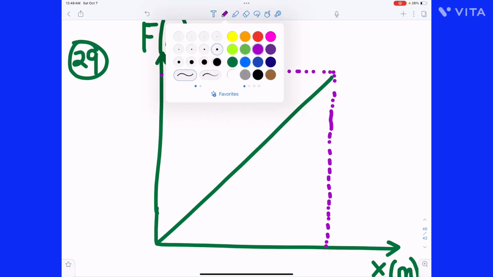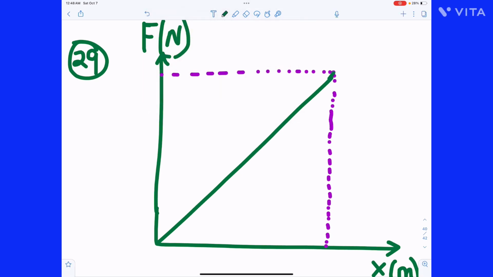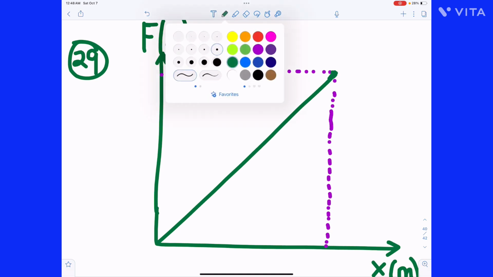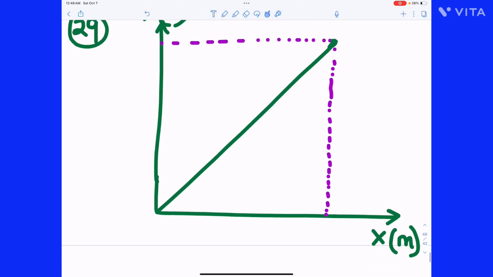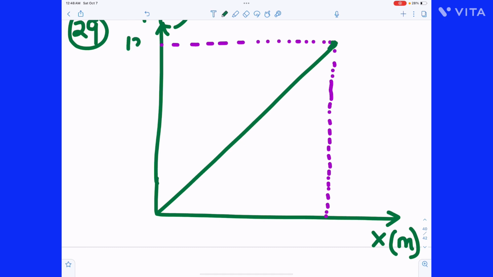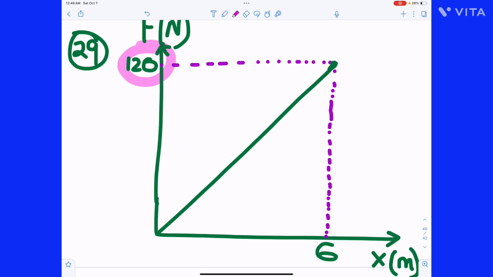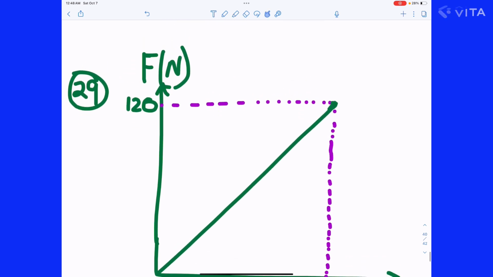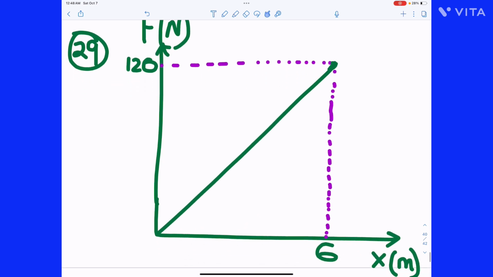Okay, I think we are getting close. Just wanted to look neat there. All right. Okay, notice that when the force applied is 120 newtons on the force axis, the extension produced is what? 6 meters on the extension axis.